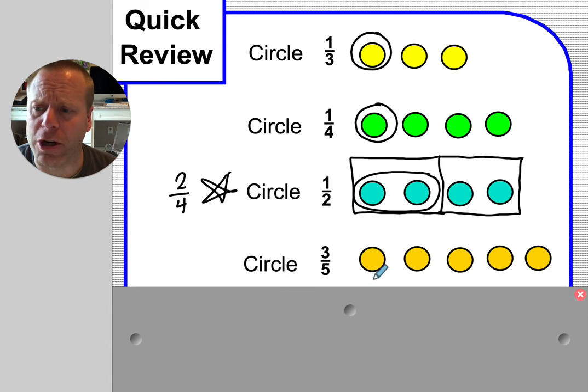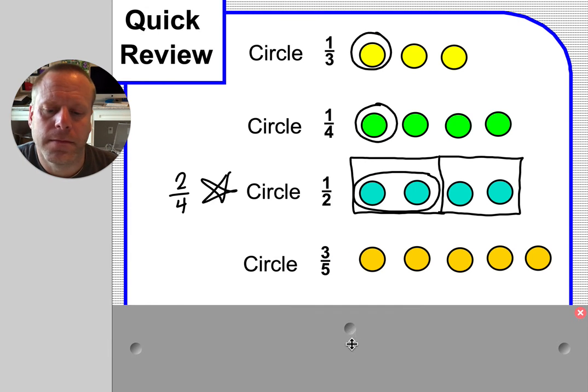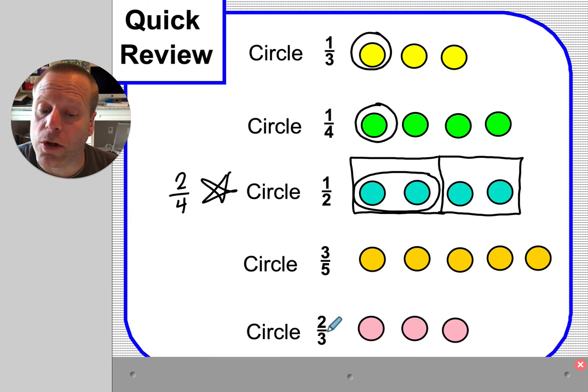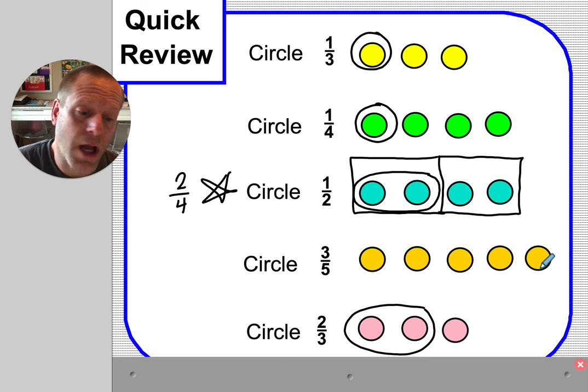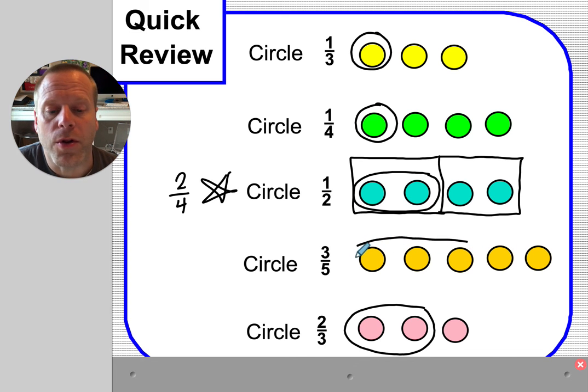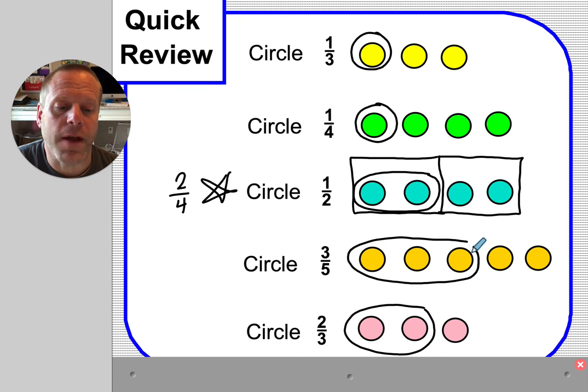Next, you should feel good about this one again. Circle 3 out of the 5. Circle 2 out of the 3. So if you drew 3 circles on your whiteboard, you're going to circle 2 of them, right? If you drew 5 circles on your whiteboard, you're going to circle 3 of them.